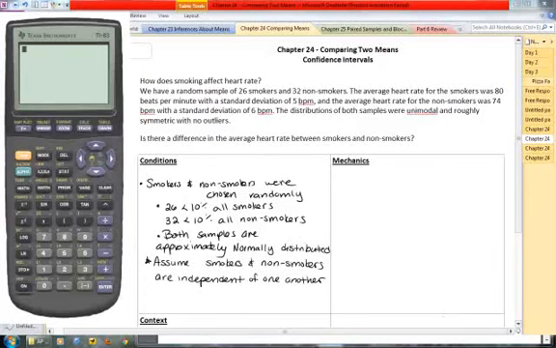This video will cover Chapter 24, Comparing Two Means, Confidence Intervals. We're going to be following up on the same problem that we looked at when we were creating a hypothesis test for two means. And so again, let's review our question.